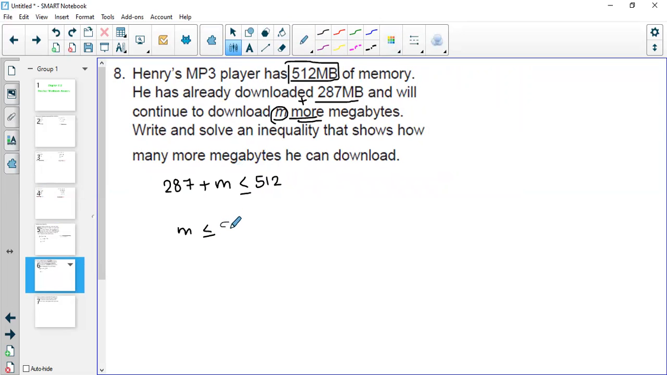These problem solvings, if you do not understand, keep reading them 3-4 times, you will understand them. Reading doesn't mean just to read them orally, you have to understand and read them. Okay, so 512 minus 287 is going to give us 225. So he could download another 225 megabytes or less than 225 megabytes. So this is how you have to write the inequality and solve.